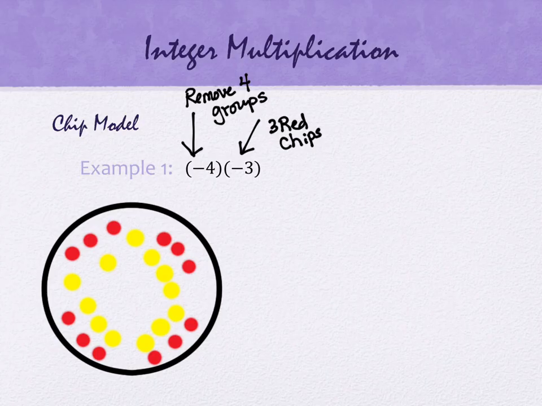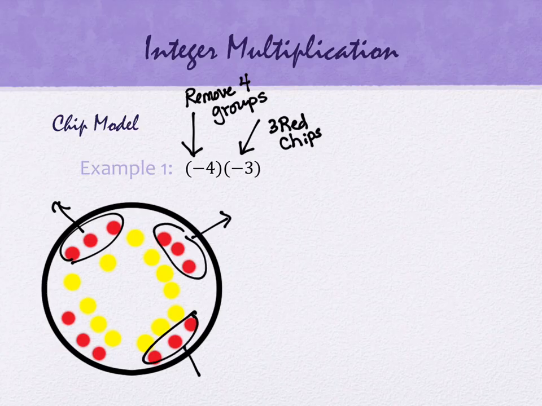Well, a yellow chip and a red chip, one's positive, one's negative, make a 0 pair. So at this point, I have in here 12 0 pairs, right? I have 12 reds, I have 12 yellows, there's 12 0 pairs. Technically, you can put in as many 0 pairs as you wish, but I'm only going to need to remove 4 groups of 3 red chips. So this is 1 group of 3 red chips. This is 2 groups of 3 red chips. This is 3 groups, and here's 4 groups. So I've chosen to only put in as many as I need to remove.